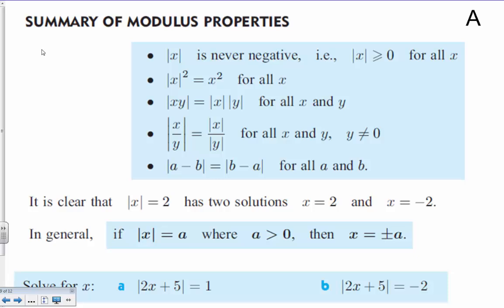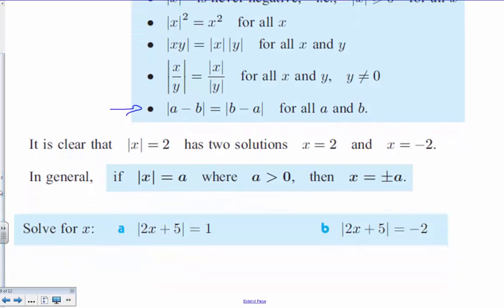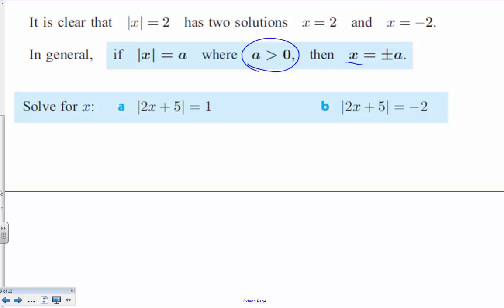So, as we work through, there should be no real surprises. This may be unique to many, but all you're doing is finding the difference or how far apart they are. So, it is clear that absolute value of 2 is 2 solutions, 2 or negative 2 could be the solution. So, in general, here we go. If a is greater than 0, x is going to be plus or minus a. Pretty straightforward, I hope. How are we going to make use of this?